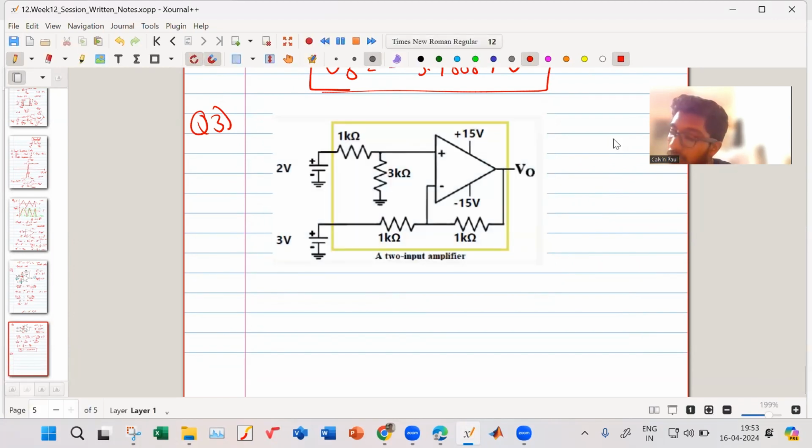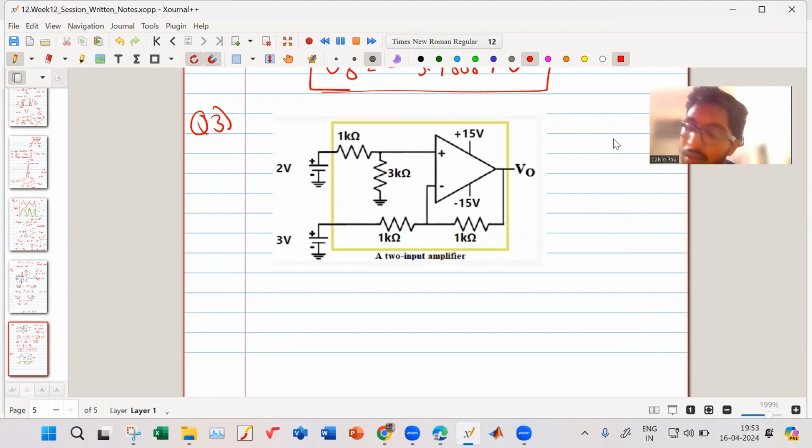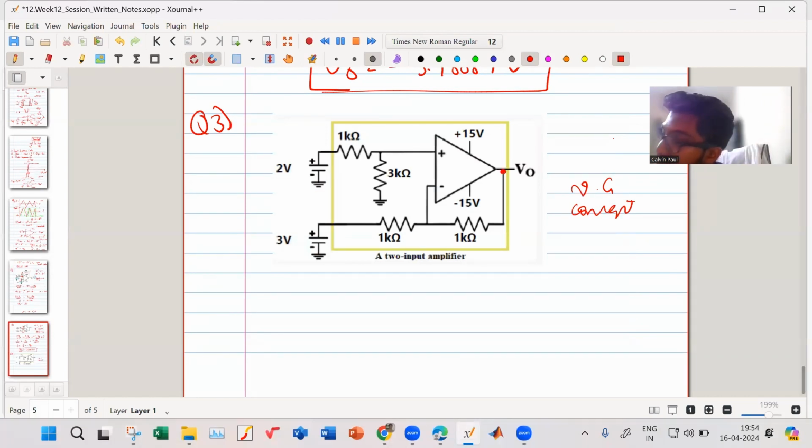So how to solve this? Again, we can apply KCL. Okay. So again, we assume virtual ground concept. And one thing to keep in mind is because you are feeding back the output voltage signal at the negative terminal of your amplifier, there is a sort of negative feedback.